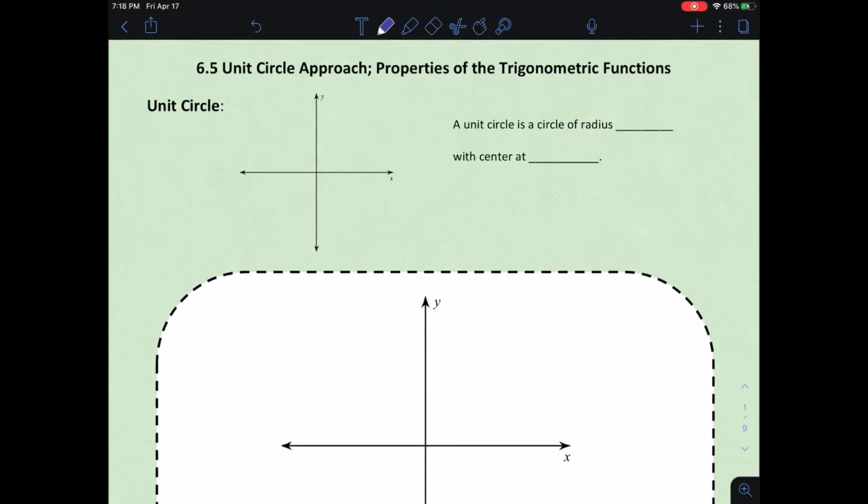Hello Algebra 2. Today we're going to be taking a look at section 6.5, which is the unit circle approach and the properties of the trig function. So what is a unit circle? A unit circle is a circle of radius 1 with center at the origin.